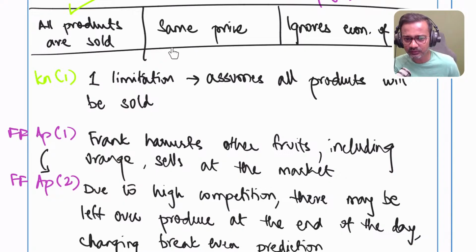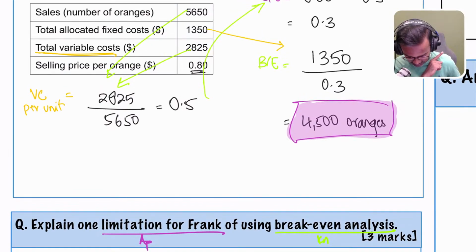But if you're talking about this one, you would say that Frank has a lot of competition and he uses competitive pricing, which means that he may have to change the price of the product when the competition changes. And break even analysis does not consider different prices. Break even is calculated at one selling price, and we know the selling price was given in the question. So I'll also mention that he is planning to sell it at 80 cents per orange. However, since he uses competitive pricing, he may have to change this, and that will change your break even analysis answers.